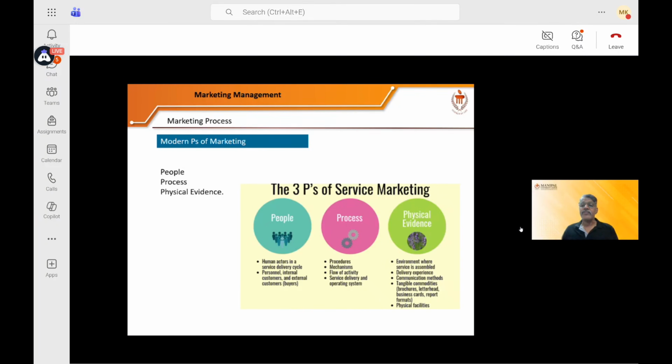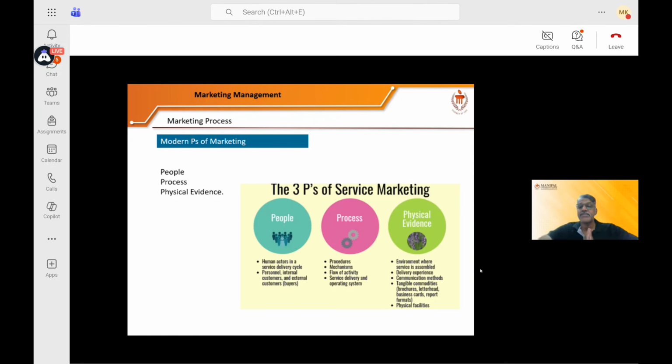Now, apart from these 4 P's of marketing, we also have another 3 P's of marketing. And what are those 3 P's of marketing? They are called people, process, and physical evidence. I have got few questions. Let me check the question. No queries. Good. Okay. So what are the other 3 P's of marketing? They are called people, process, and physical evidence.